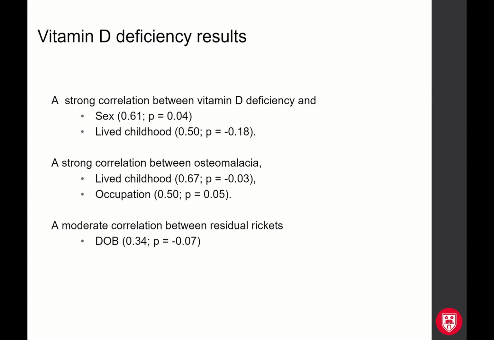Next, I have a strong correlation between vitamin D deficiency and sex, and vitamin D deficiency and where they lived their childhood. Then a strong correlation between osteomalacia, where they lived their childhood, their occupation. Then a moderate correlation between residual rickets and date of birth. So let's look at these in a little more detail.